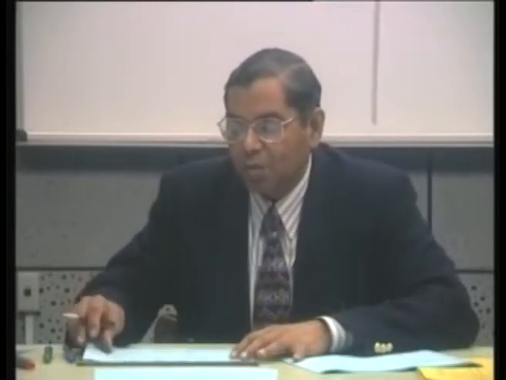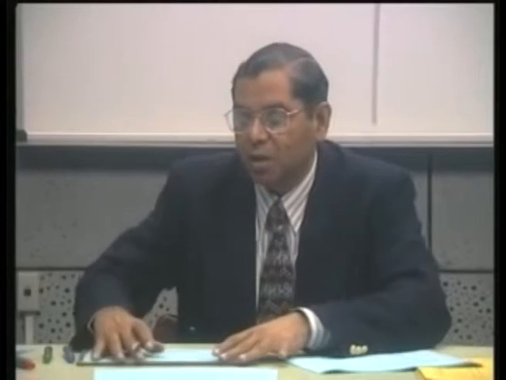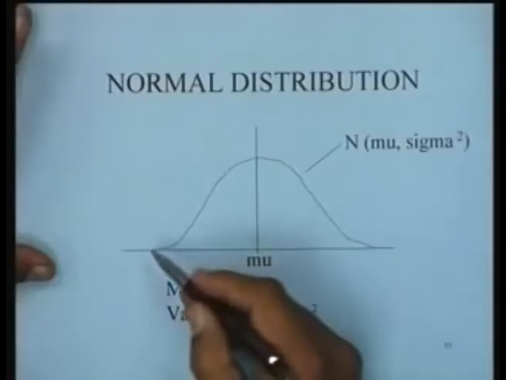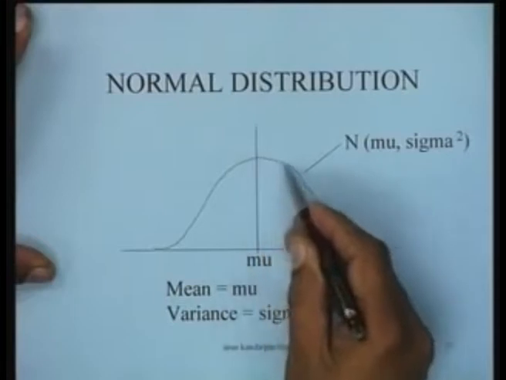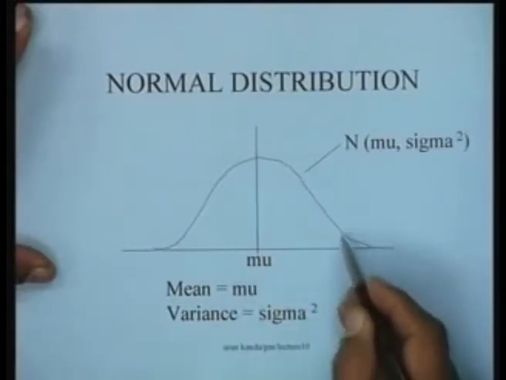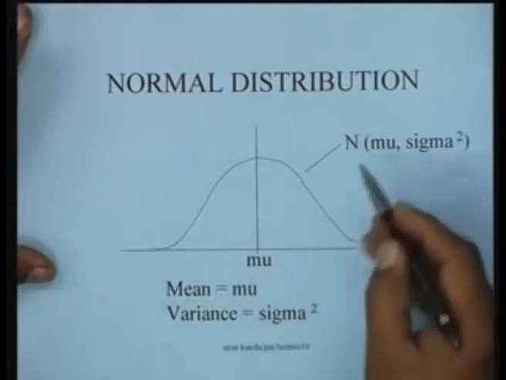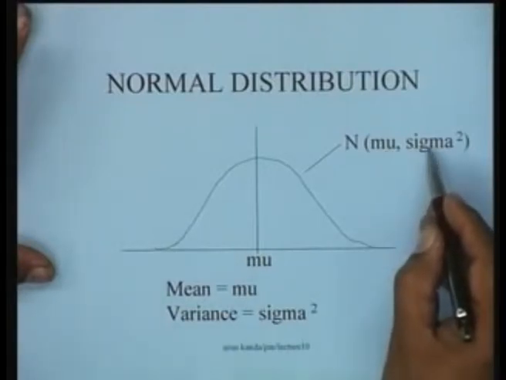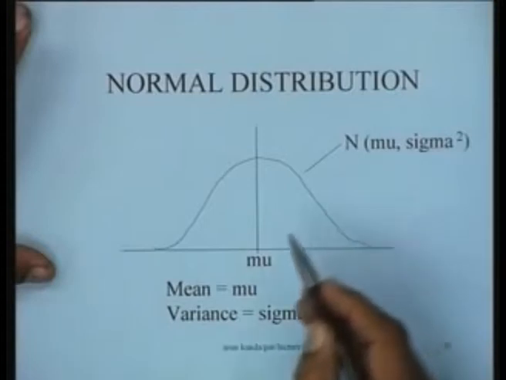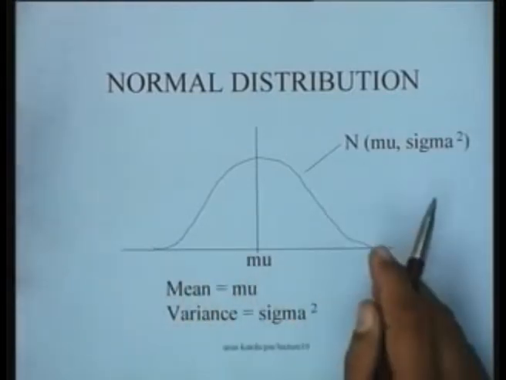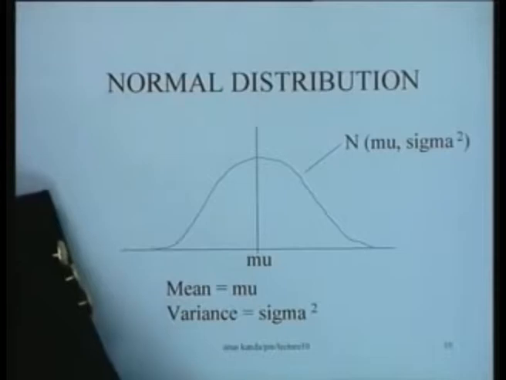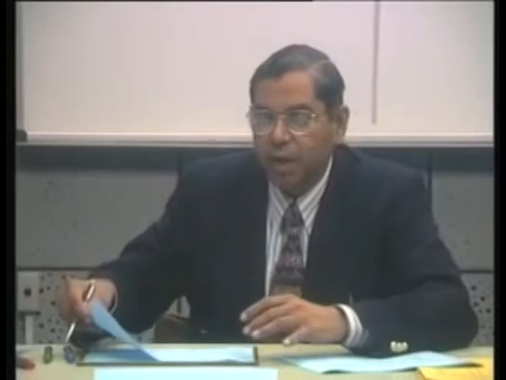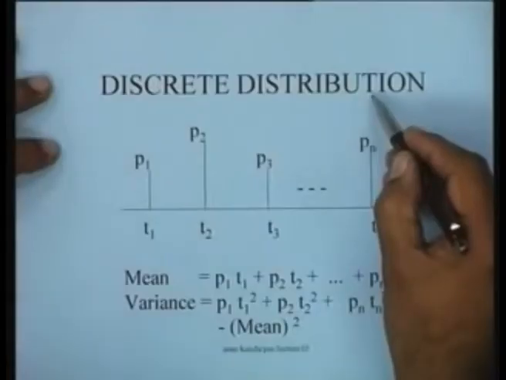Then we can talk about a normal distribution. You are all familiar with the normal distribution. Normal distribution is a bell-shaped symmetric distribution which looks something like this. It is characterized by 2 parameters, the mu, which is the mean of the distribution, and the sigma square, which is the variance of the distribution. And this particular distribution in fact is one of the most popular distributions in statistics. Apart from this, one might want to use a discrete distribution.